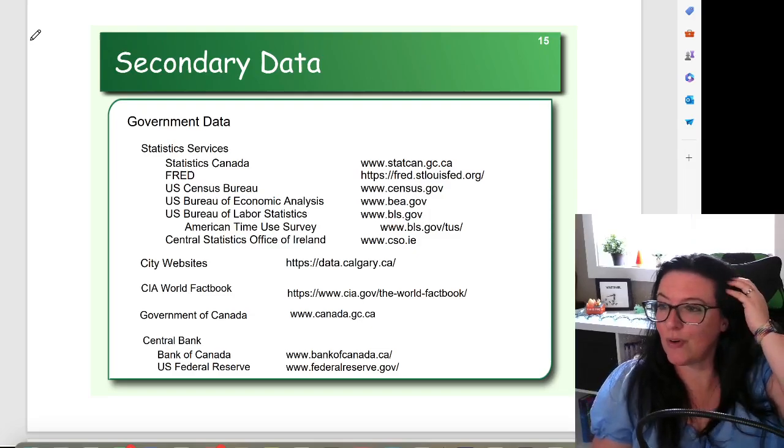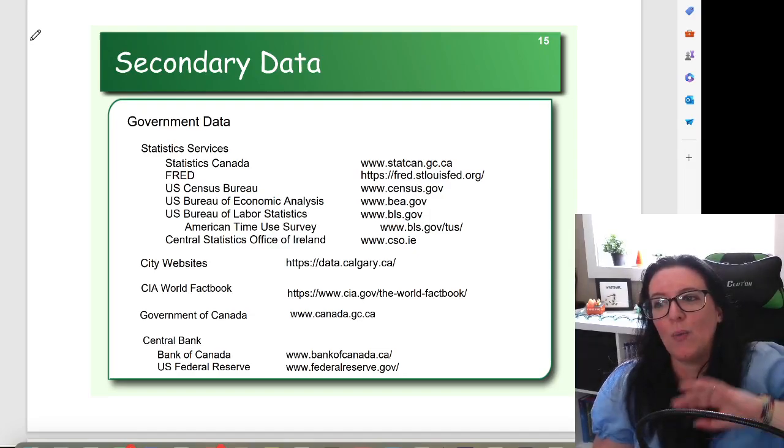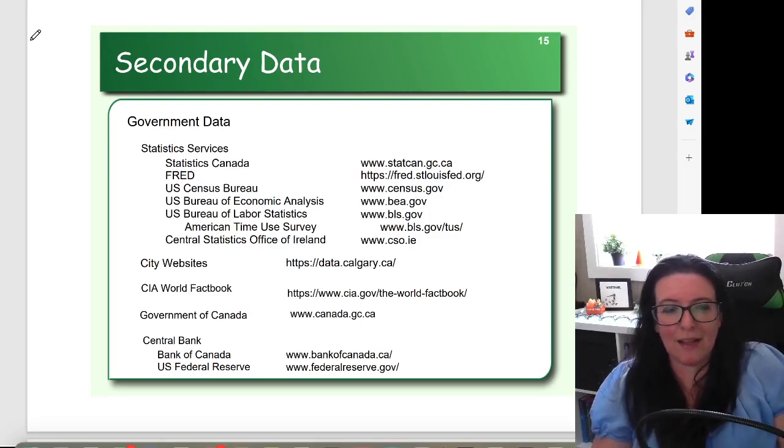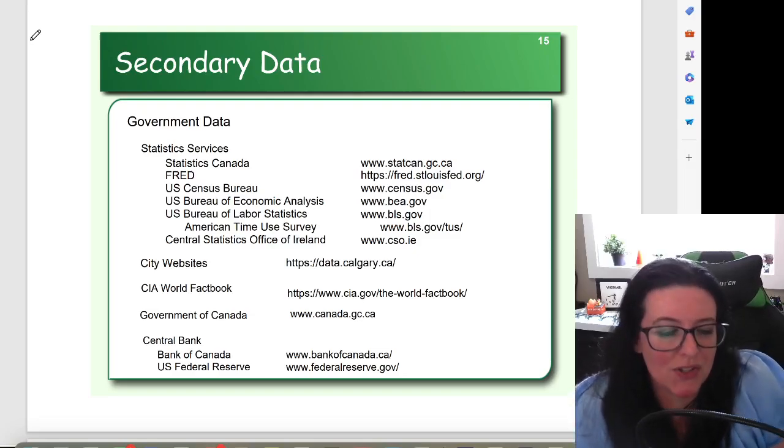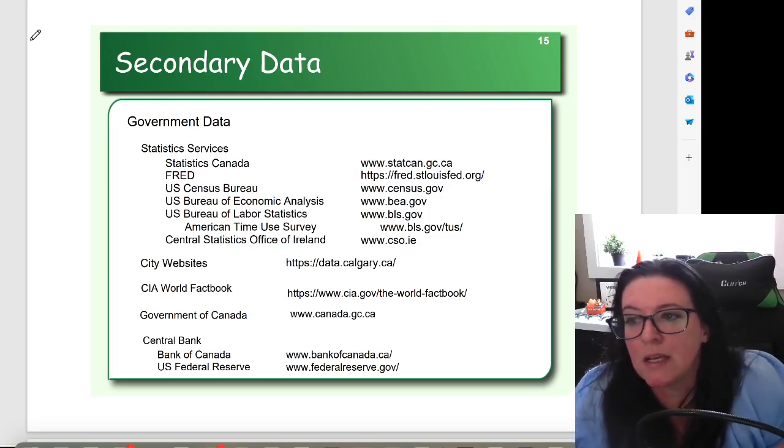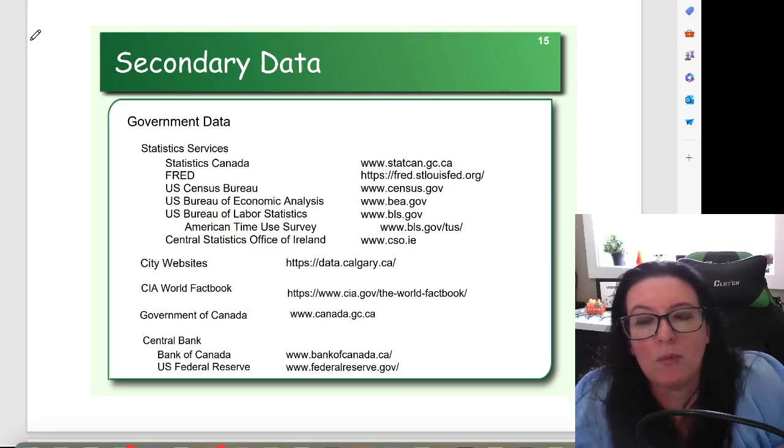For example, if you want information about what religions people are in the US, then they collect that information on surveys. One I've used from the Bureau of Labor Statistics is the American Time Use Survey, BLS.gov/TUS. When I was doing my master's dissertation in economics, I used the American Time Use Survey to see how much time households spend on housework.